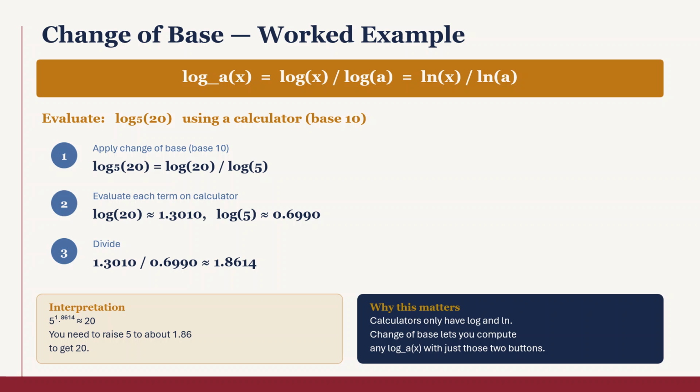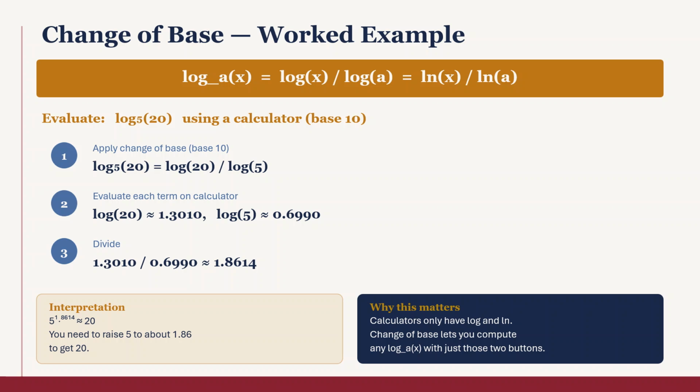3.912 divided by 1.946 is approximately 2.012. Step 4. Interpret. Log base 7 of 50 is approximately 2.012, which makes sense because 7 squared is 49, which is very close to 50.